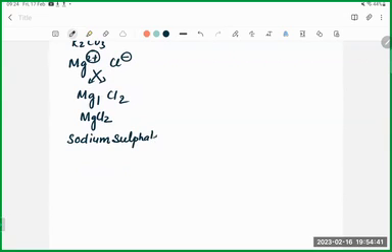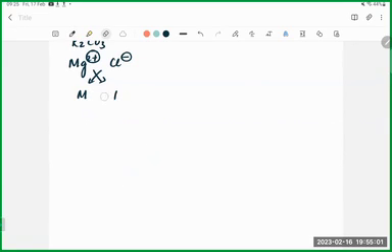Do you know the symbol, Hridaya? Sodium is Na plus and sulfate is SO4 2 minus. So what is the formula? Na2SO4. Very nice. Na2SO4. See, you have learned very quickly. Good. Well done. So this is how we can frame the formula.